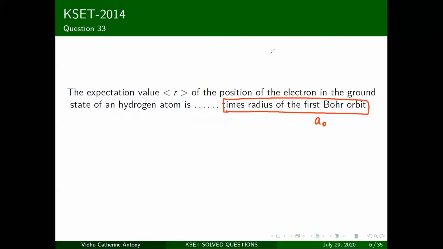And let's look at our options here. Okay, so is it 0.5 times, or is it 1.0 times, or is it 1.5 times, or 2.0 times the Bohr radius? Okay, they're asking you for the expectation value. So when they're asking you for the expectation value, it's not just taking an average.